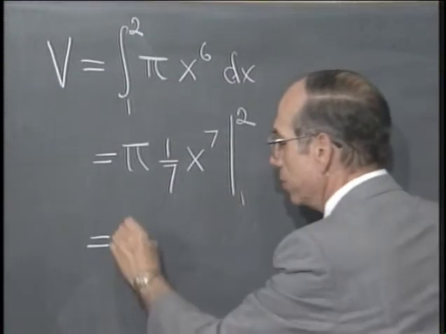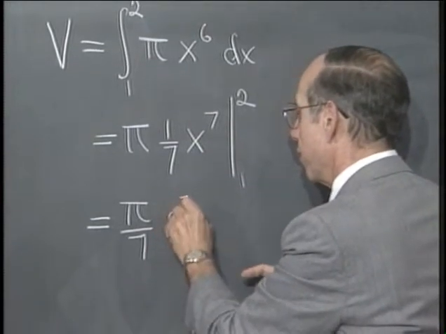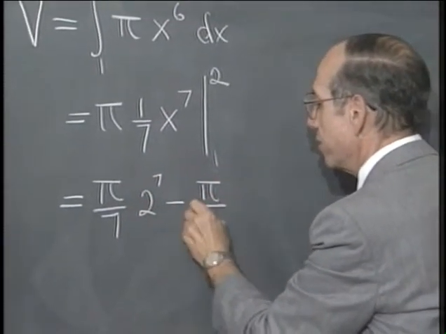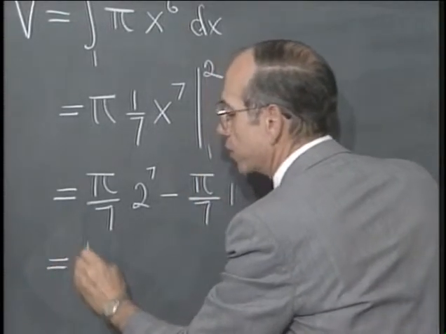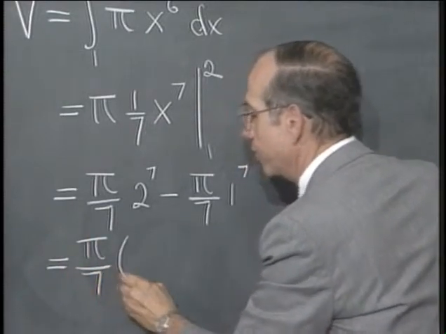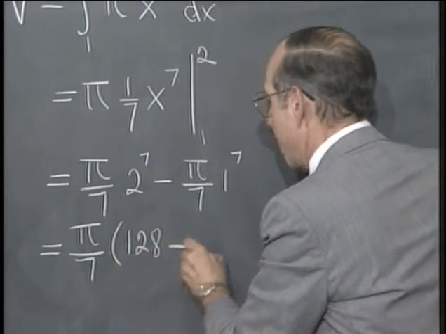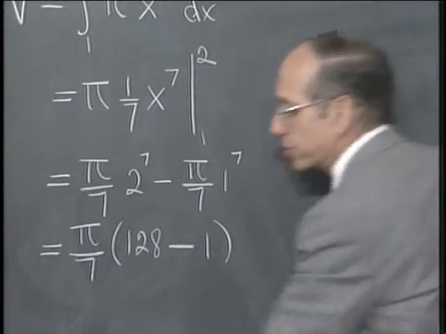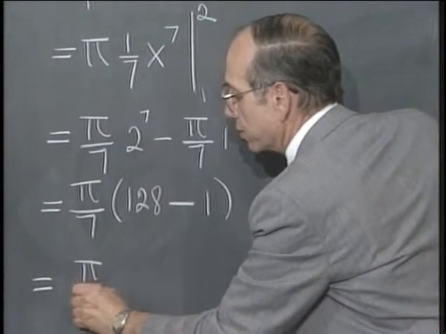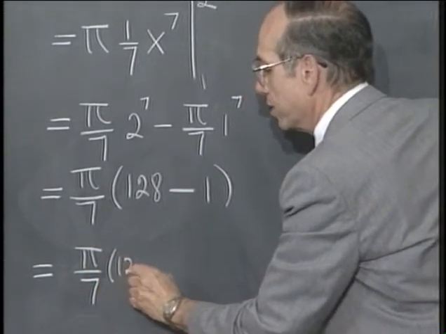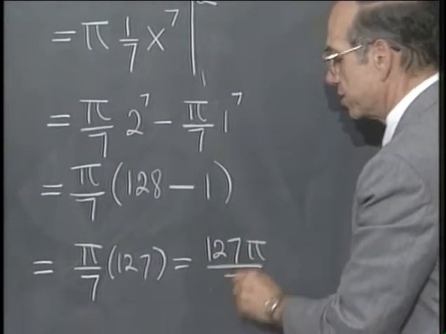Substituting x equal 2, we have pi over 7 times x to the 7th, that's 2 to the 7th, minus pi over 7 times the evaluation at the lower limit, 1 to the 7th. Factoring pi over 7, we have pi over 7 times 2 to the 7th, which is 128, minus 1 to the 7th, which is 1. So our final result is that the volume we're looking for is pi over 7 times 127, or 127 pi over 7.